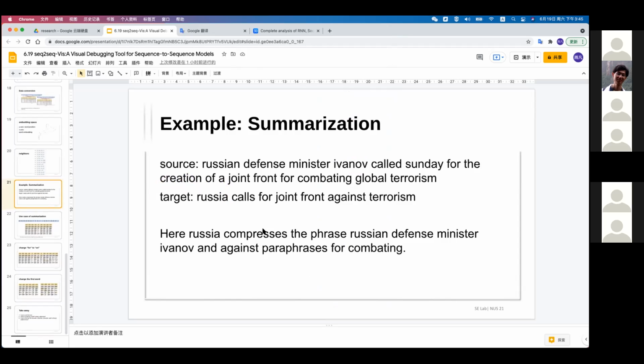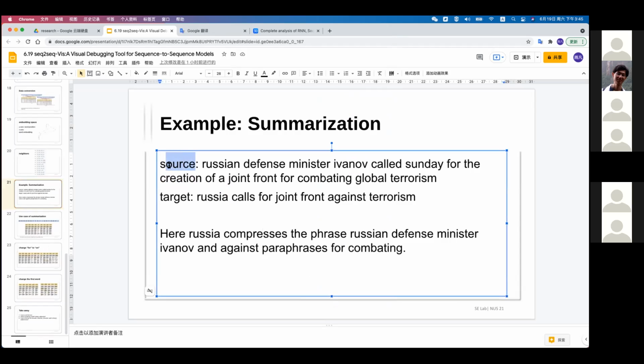And the final example is the summarization. So we can just use this summarizing tool for code summarization. And here is the example. The source is Russia, blah, blah, blah, defense minister, blah, blah, blah. And then the target is Russia calls for joint front against terrorism. And here, the summarization wants to compress the sentence to a smaller size, a shorter sentence.